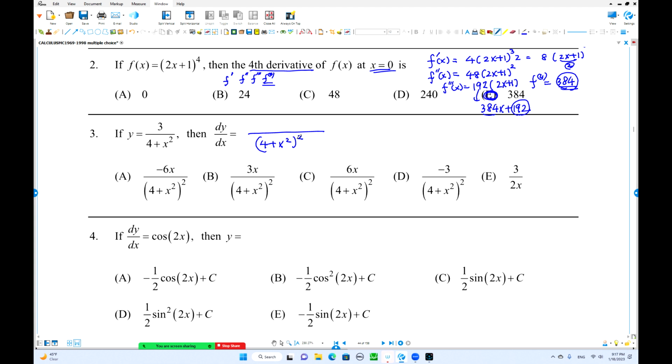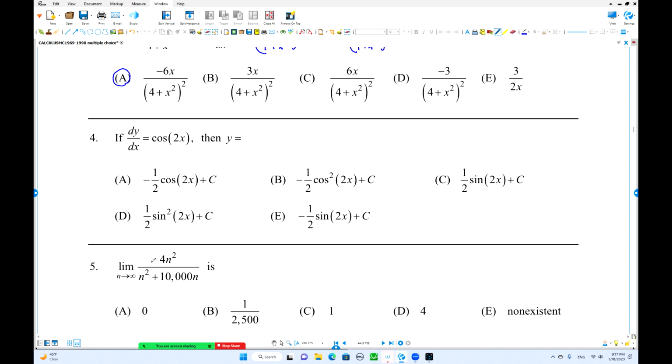The derivative of the first, 3, times the denominator, right? The derivative of 3 is 0. 0 times 4 plus x squared is still 0, okay? Minus, don't change the 3, which is 3 times the derivative of the denominator. What is the derivative of the denominator? 2x, right? So now simplify. Negative 6x over 4 plus x squared, squared, is the answer, okay? So choice A is the answer, okay?